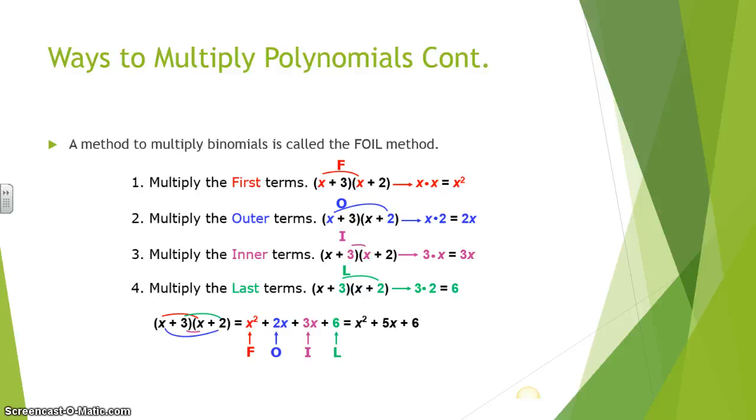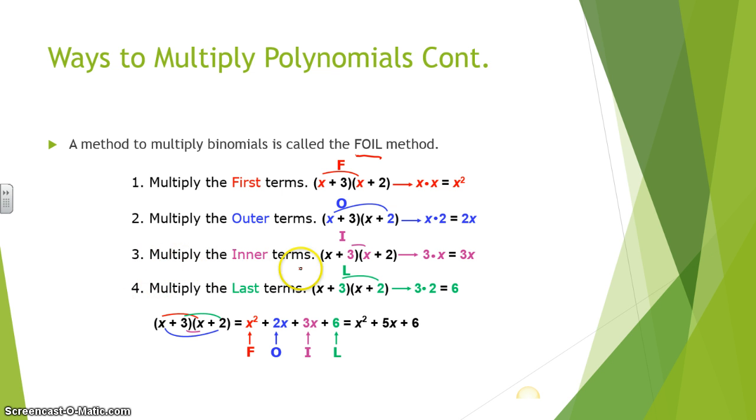One of the other methods is called the FOIL method, and what you do here is when you are given two binomials, you can use the FOIL method. So what you're going to do is multiply the first terms, that's the F, so the first terms of the beginning of each parentheses, so that would be x times x. Then you multiply the outer terms, so that would be the O, x and 2. X times 2 is 2x.